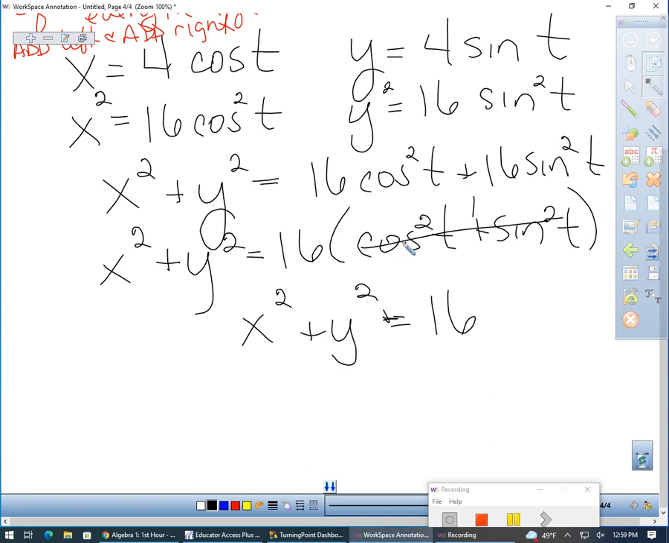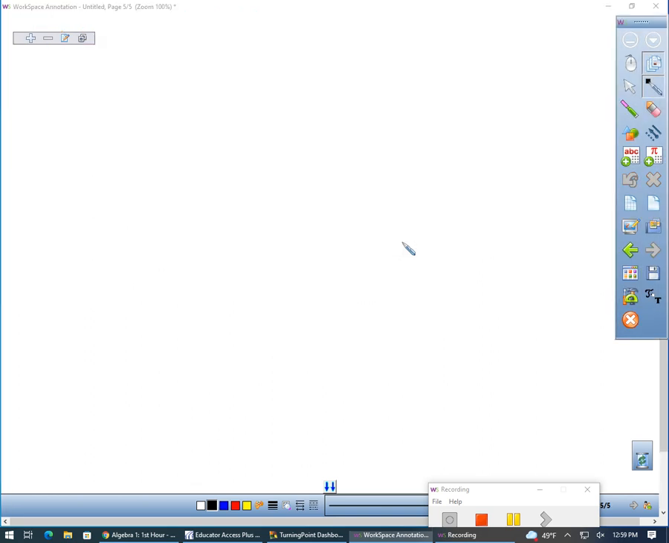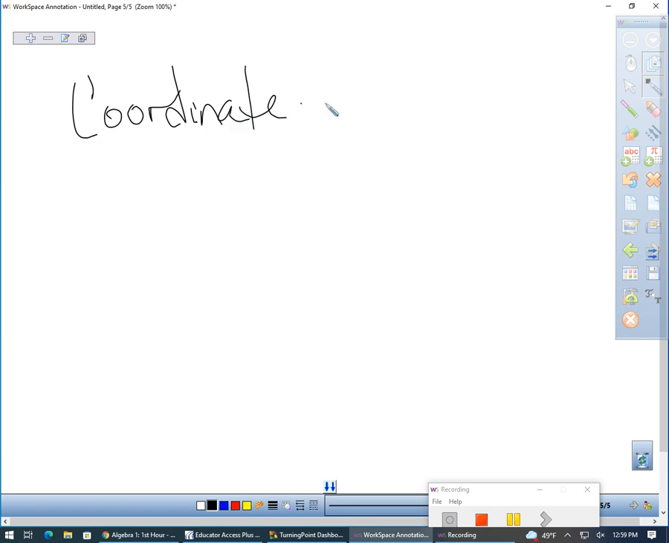I got a little bit more to talk about. Not much more, but a little bit more. All right, so everything we've done so far is taking it from parametric and changing it into rectangular. But what if we have it as rectangular and we want to make it parametric? Okay, so now we got to talk about changing from coordinate to parametric.